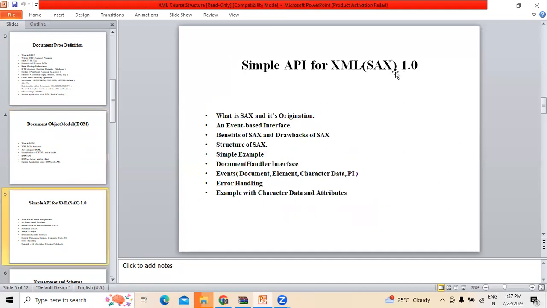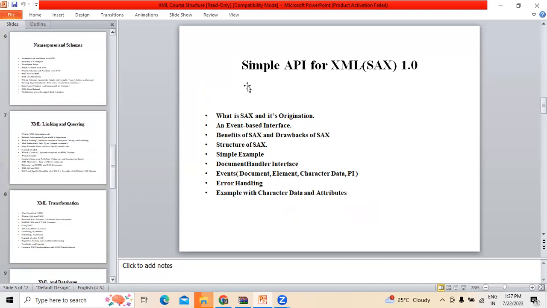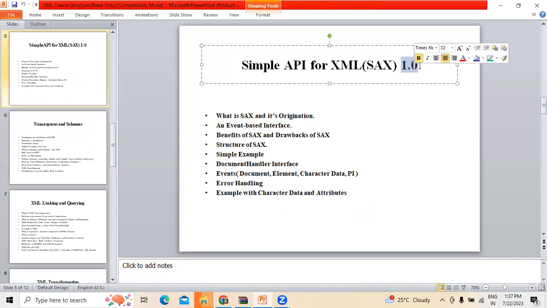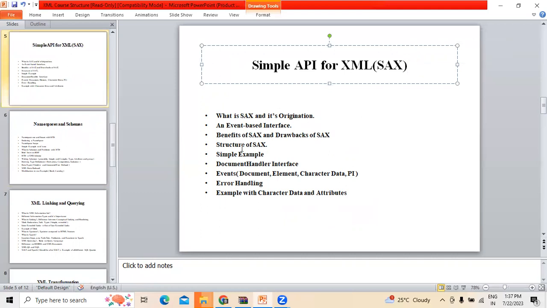After that, the simple API for XML, SAX, where of course versions might be different. What SAX is all about, what are the benefits of it, right? So the structure of SAX, all these will be discussed over here. Right, so all these will be discussed, what are the different SAX parsers we have.